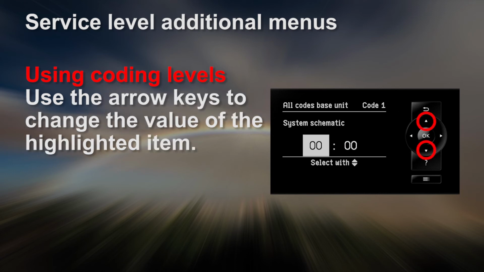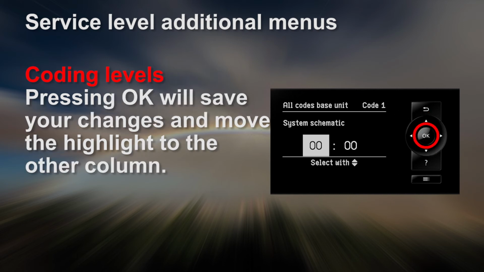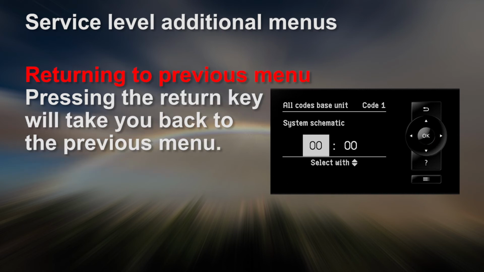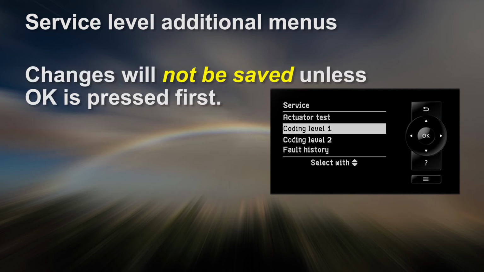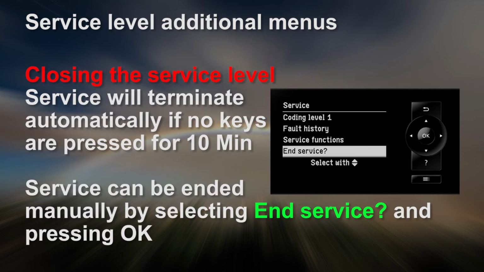You can use the arrow keys to change the value of the highlighted item. Pressing OK will save your changes and move the highlight to the other column. Pressing the return key will take you back to the previous menu. Be aware that changes will not be saved unless OK is pressed first. Service mode will terminate automatically if no keys are pressed for 10 minutes. Service can be ended manually by selecting End Service and then pressing OK.